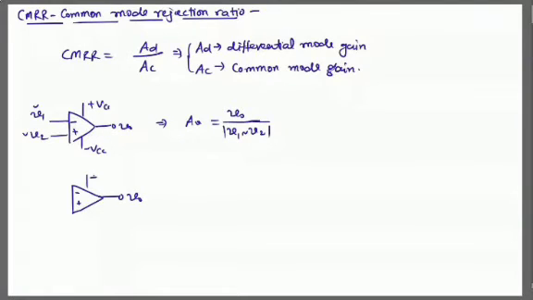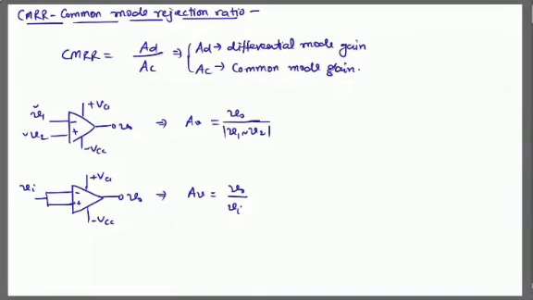This is output, this is plus VCC, this is minus VCC. In the second case, we just shorted these two terminals and applied a single voltage VI, and here the voltage gain will be AC equals V naught over VI.